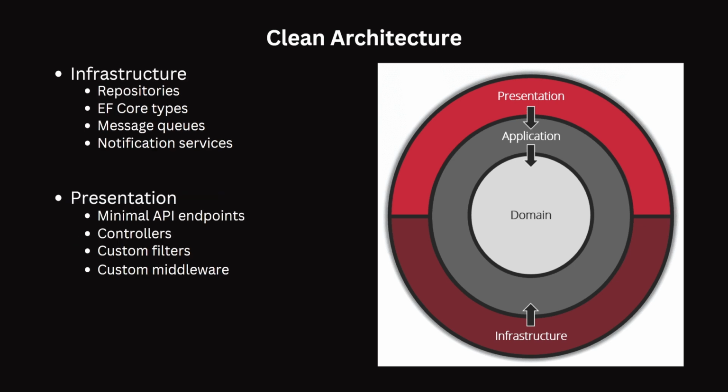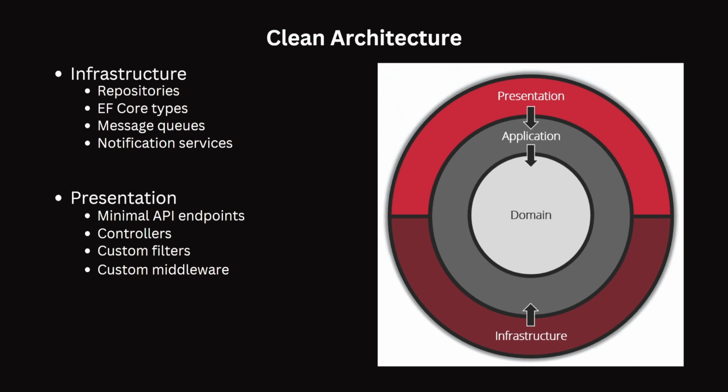So on the outside of the clean architecture, there are two layers which have the same importance. I'll be starting with the infrastructure layer. In the infrastructure layer, you will see anything that is related to external systems. We will define things like database access, message queues, notification services, email services. If you're using EF Core, the EF Core types will be defined here, like your DB context and migrations.